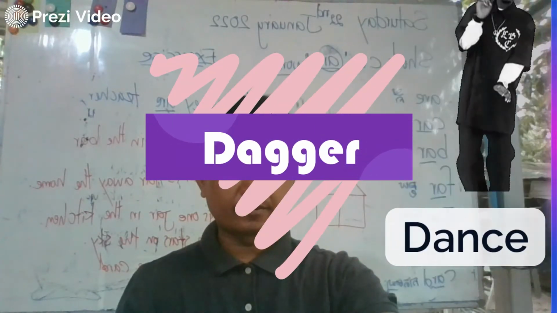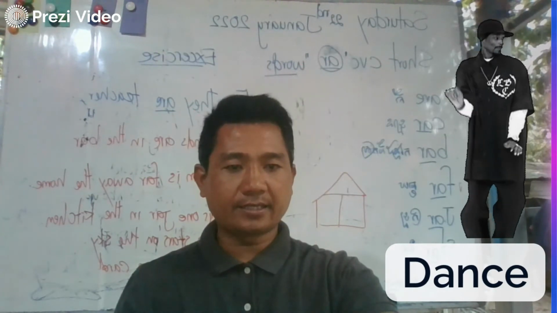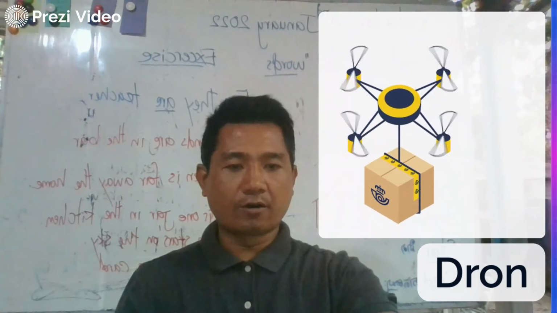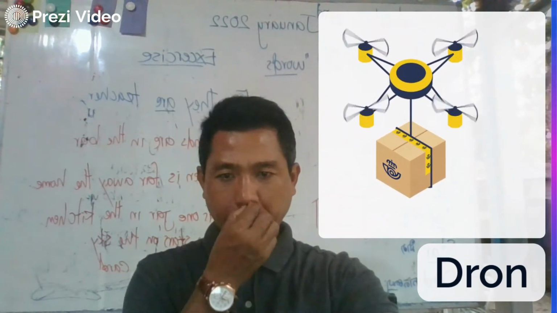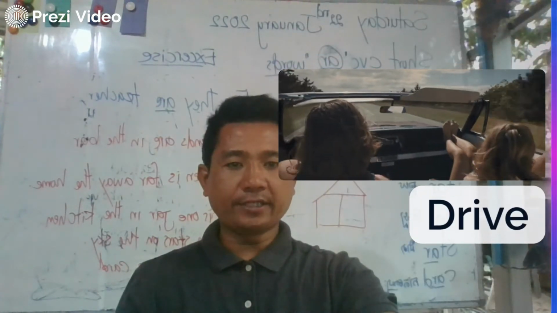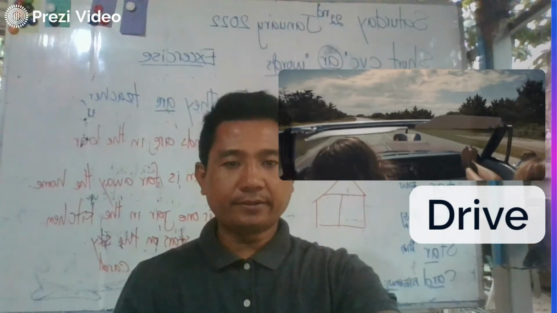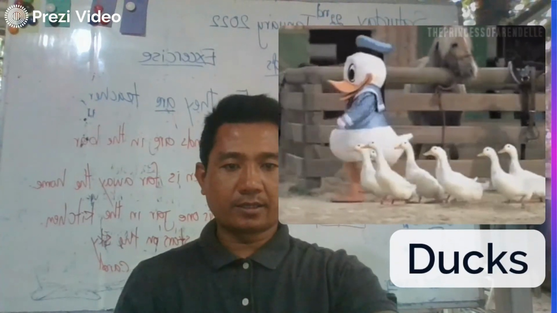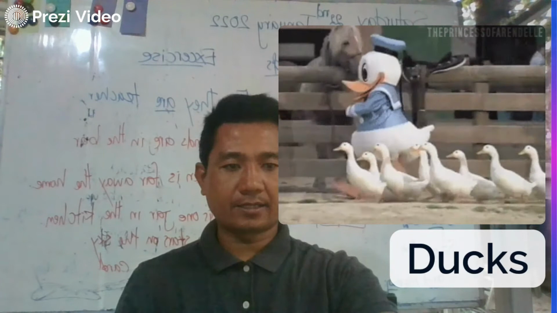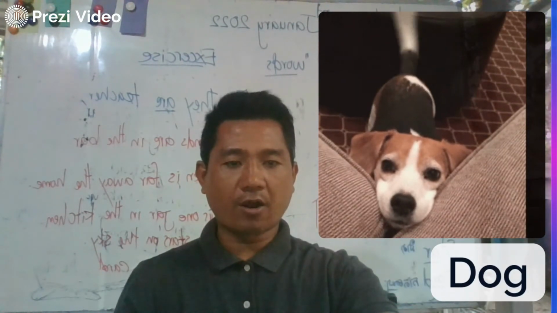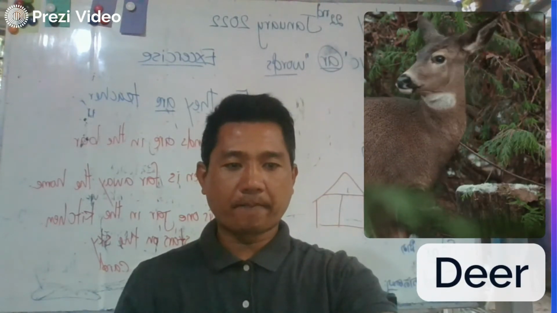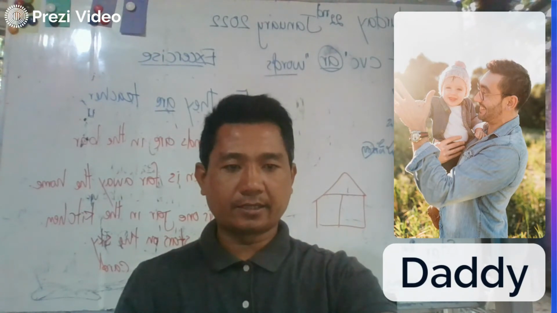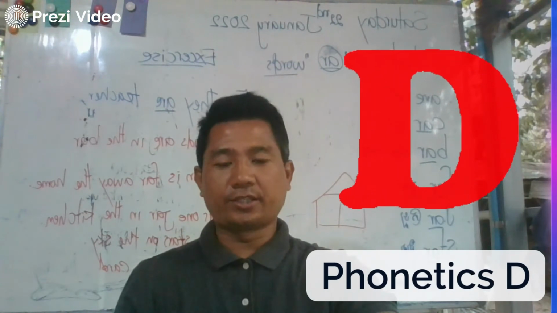Tiger. Dance. Down. Drone. Try. Drink. Ducks. Dog. Deer. Daddy. Okay, letter D and phonetic letter D.